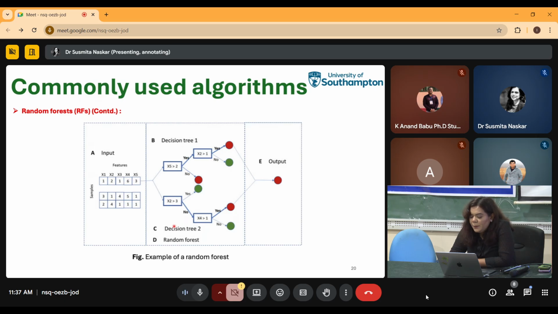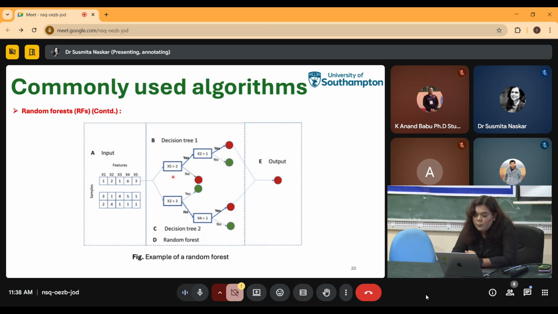For example, in decision tree 1, the first split might be based on whether x5 is greater than 2. Depending on the answer, the sample travels down the branches to the next test, such as whether x2 is greater than 1 or x3 is greater than 2, and so on. Eventually, the sample reaches a leaf node which assigns it to a particular class, showing whether it's green or red. And if you now look into decision tree 2, it does similar things but with different splitting rules compared to tree 1.